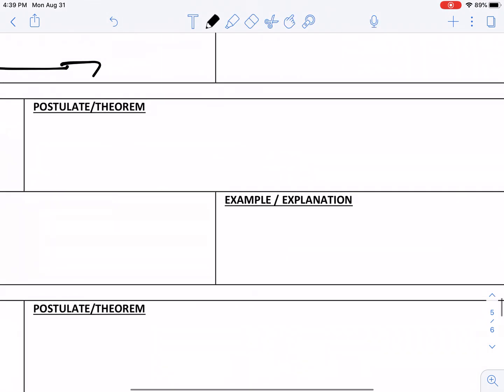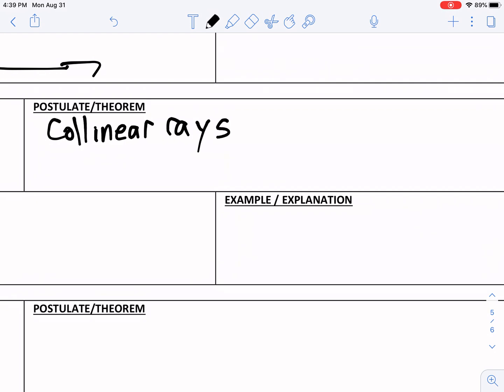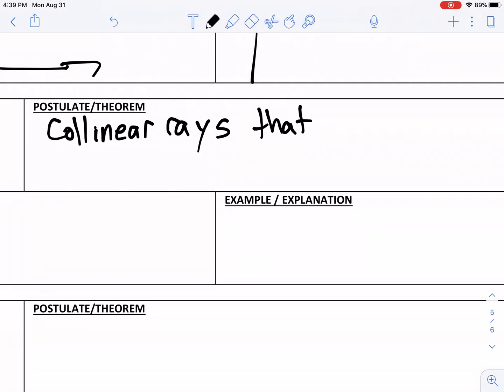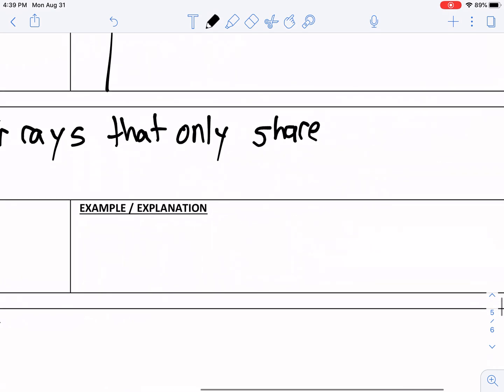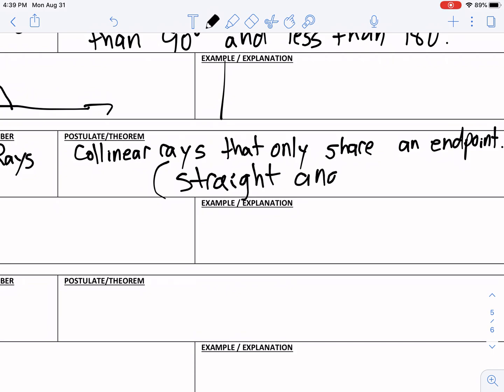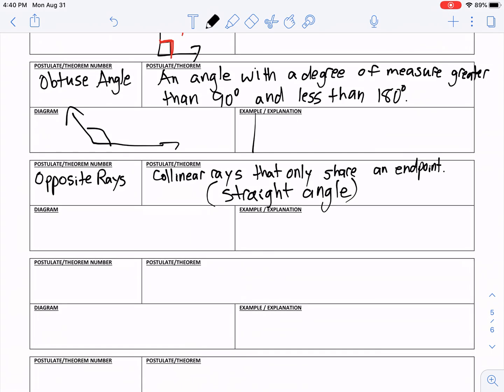Okay, and opposite rays are collinear rays, rays that lie on the same line, that only share an endpoint. So they only share an endpoint. You can think of it, they're facing opposite directions, and oftentimes we'll also call this a straight angle. Why? Because it forms a straight line.